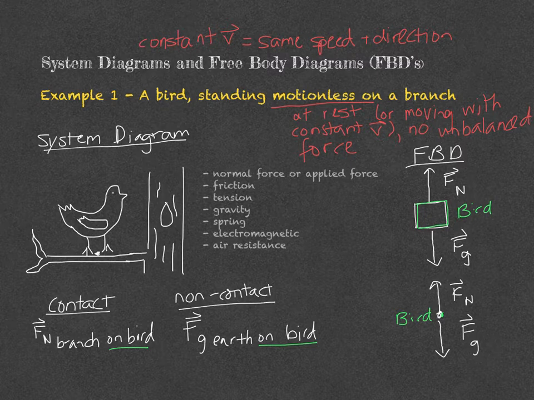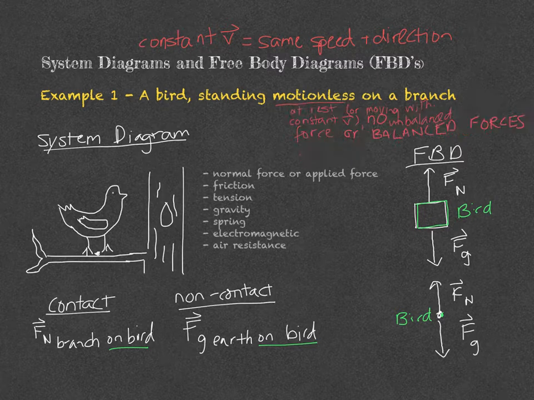One last thing that we're going to do, because it will help us with our next lesson, is if we have an object that is either at rest or moving with a constant velocity, that means the same speed and the same direction, we know that there's no unbalanced force, or we could also say that the forces are balanced. So that means there's no unbalanced force that's causing this bird to move. That means both of these forces have to be balanced. There's an equal pull in both directions between gravity and the normal force or push, so that the bird is not going to move one way or the other.